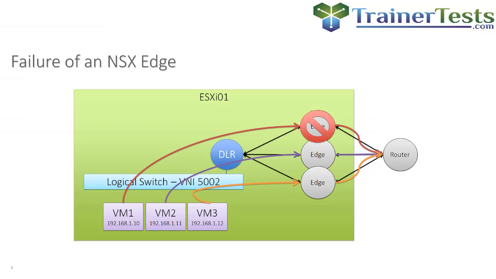With NSX Edge and equal cost multipathing, we want to set a very aggressive dead timer with our routing protocol so that if an edge does fail, the routing protocol will detect it really quickly and alternate routes will be used for that traffic. Now, OSPF and BGP both support dead intervals as short as 3 seconds.